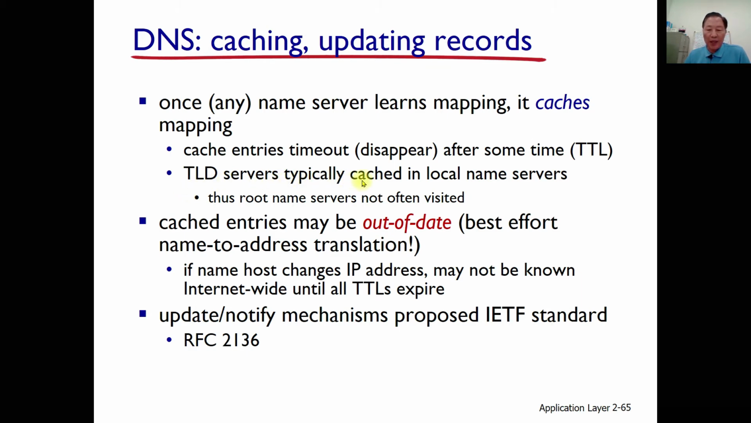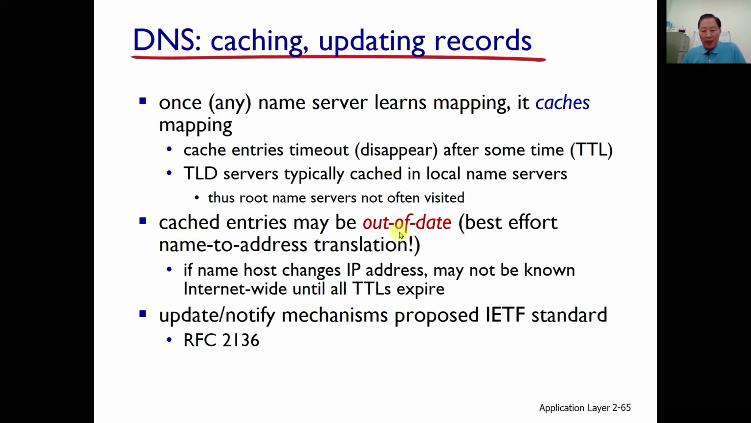Top level domain servers are typically cached in local name servers. Usually this information, top level domain names, top level domain servers information, IP addresses, those are being used heavily. Thus those are cached in the local name server because that is being used frequently. There's no need for the root name server to be visited, and the burden will be lessened because this local name server is holding that information.